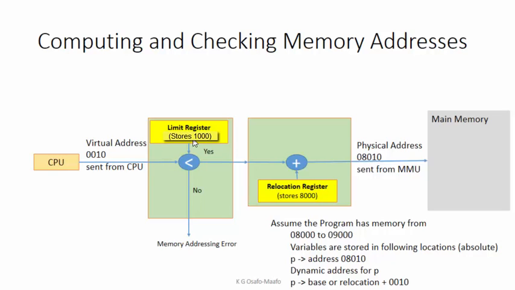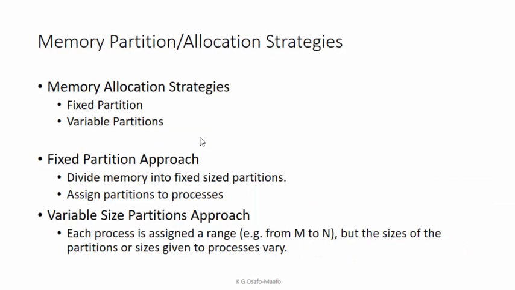Actually, this should be 1,000, not 9,000. Yeah, it should be less than 1,000. So please make that correction. I'll make it in the slides. Okay, so that's the idea for checking the memory addresses.